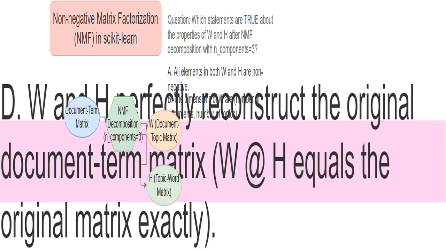This statement claims multiplying W and H together gives me back the original document term matrix perfectly. This is incorrect. NMF only gives an approximation, it's not a perfect reconstruction. There is some loss of information.